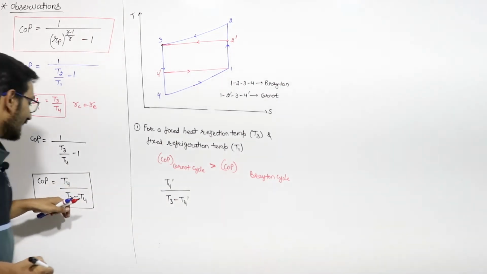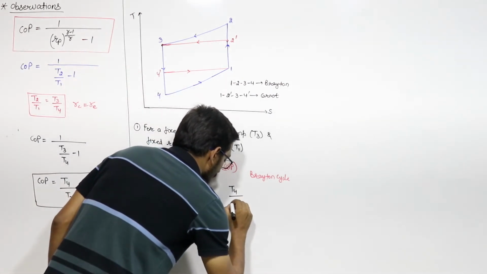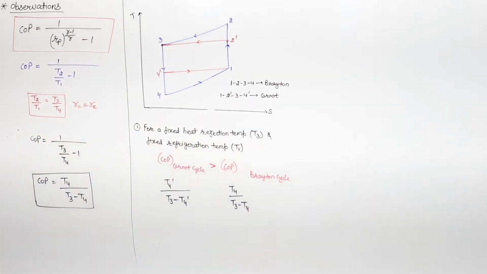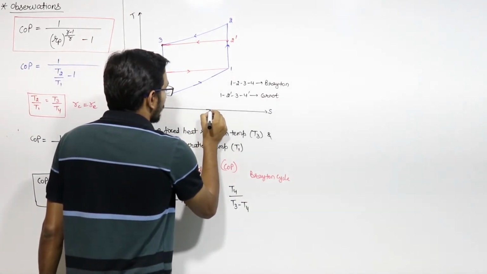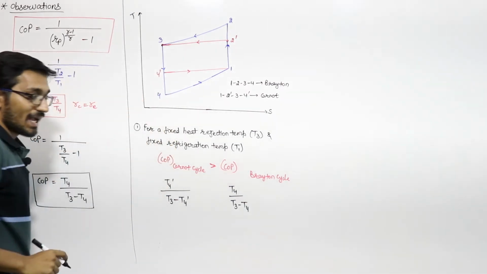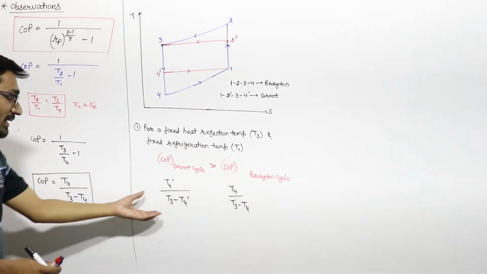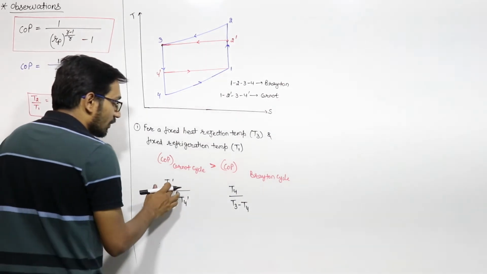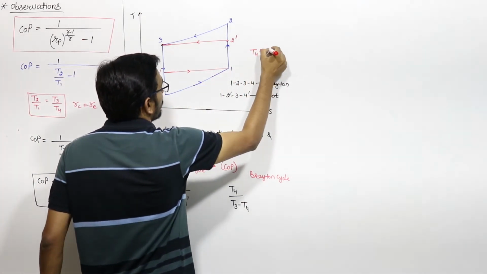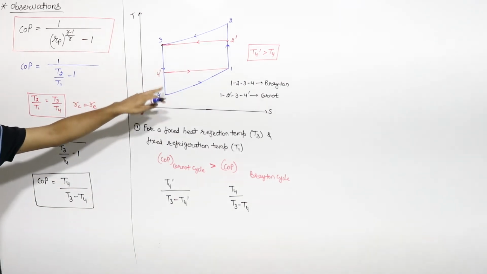And what is the COP of the Brayton cycle? We know it is T4 upon T3 minus T4. And from here you can observe that T4 is less than T4 dash. T4 value is less, T3 is the same. You can easily say that T4 dash is more than T4. This is simple. This is T4 dash, this is T4.